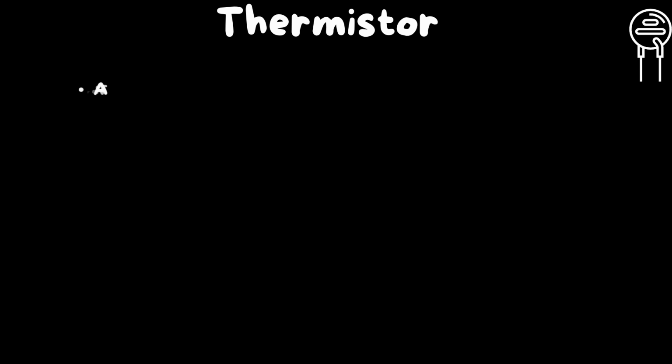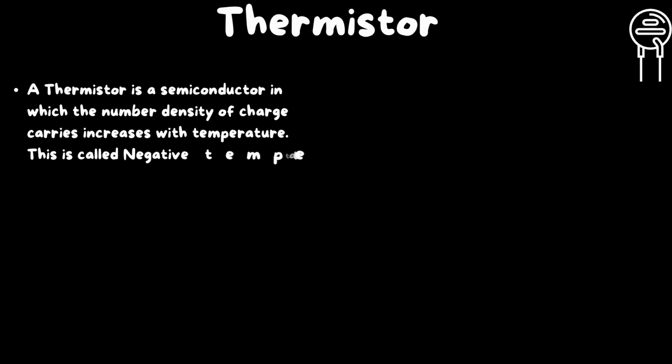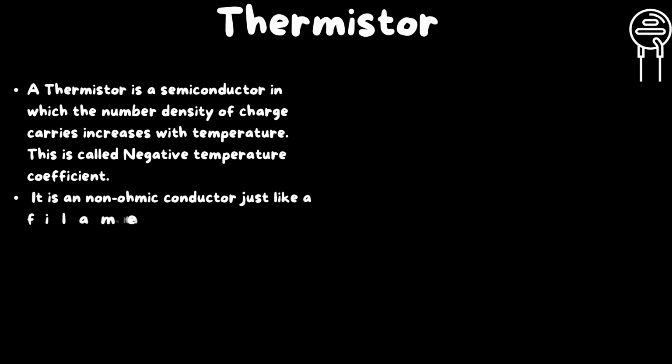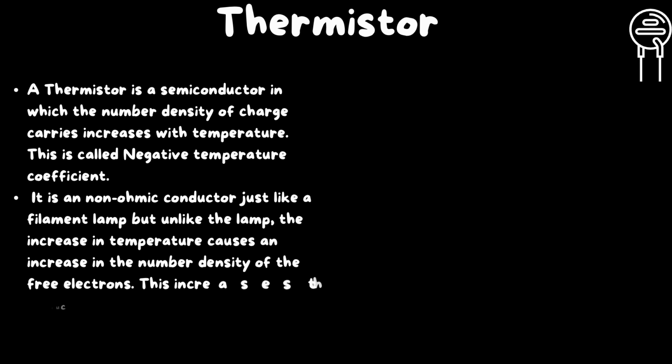Now let's talk about a thermistor. You've heard of them at GCSEs. What is a thermistor? It is a semiconductor in which the number density of charge carriers increases with temperature, and this is called negative temperature coefficient. Just like a filament lamp, it is a non-ohmic conductor, so the current doesn't increase linearly with voltage. As the temperature increases, it causes an increase in the number density of free electrons. This will therefore increase the current and decrease the resistance.